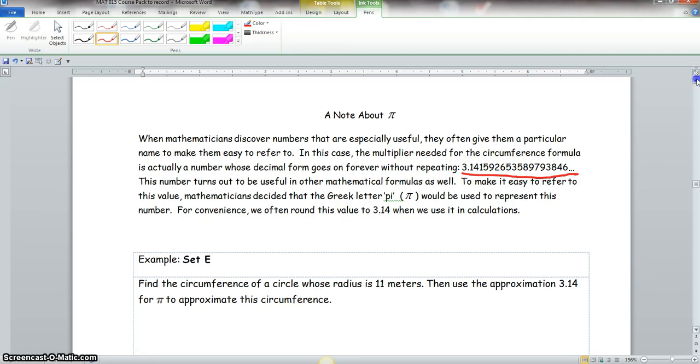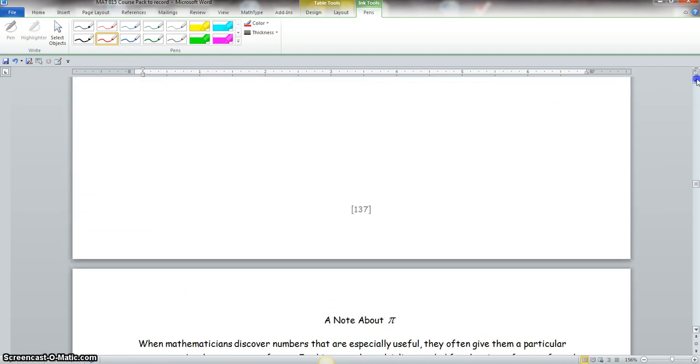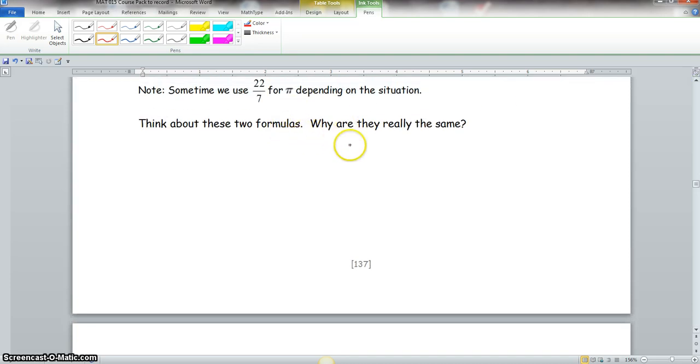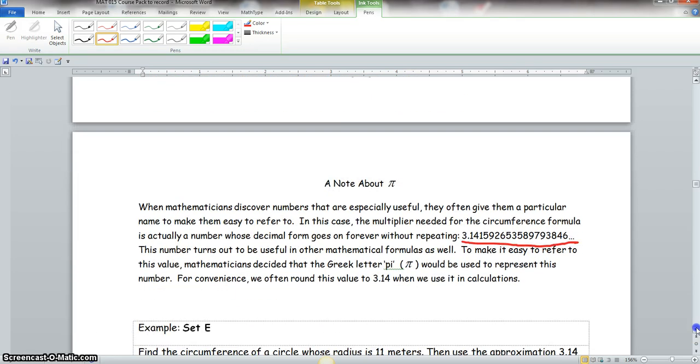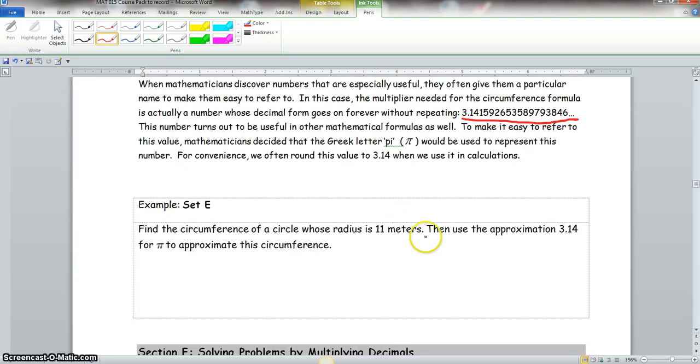And going back up here, let me just say this real quick. This question, think about these two formulas. Why are they really the same? I explained it to you earlier. It takes 2 radii to equal 1 diameter. So since we had 2 pi r, and then pi d, they are the same thing.